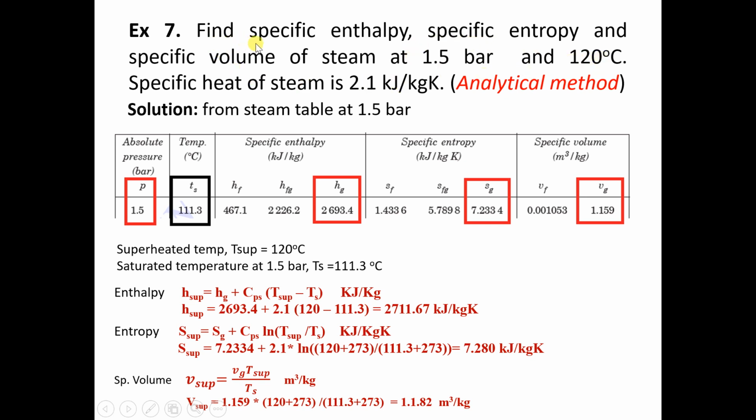Look at the problem. Find the specific enthalpy, specific entropy and specific volume of steam at 1.5 bar and 120 degrees Celsius. Look here, along with pressure, temperature is also given. The specific heat of steam is 2.1 kilojoule per kg Kelvin. Using the analytical method, which means using formulas, we have to find enthalpy, entropy and specific volume.